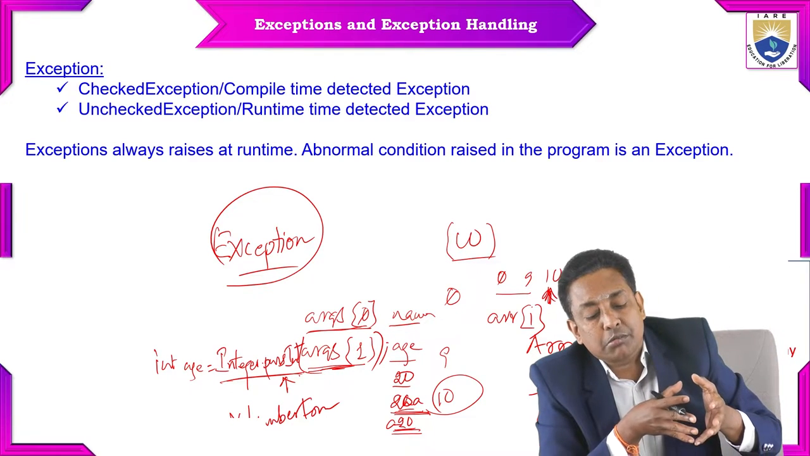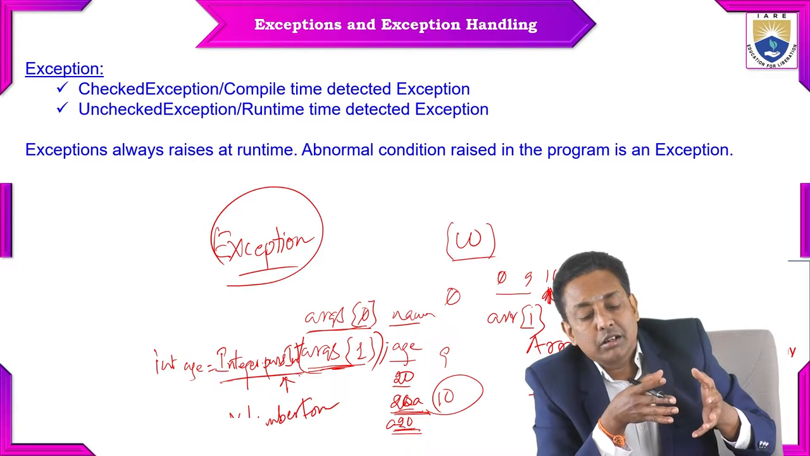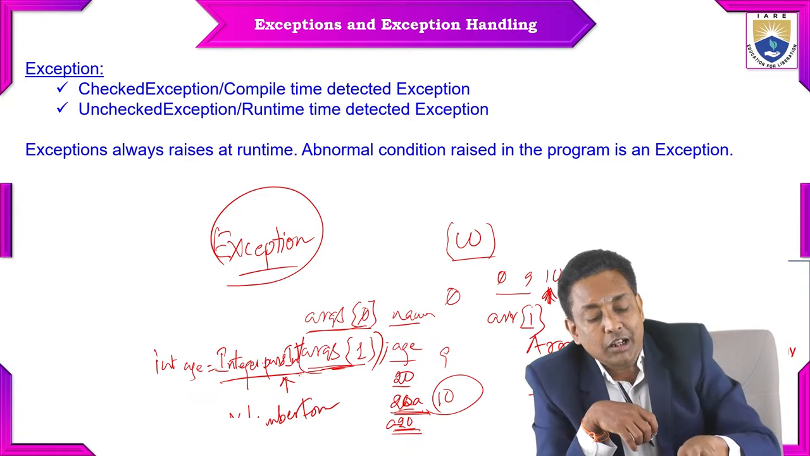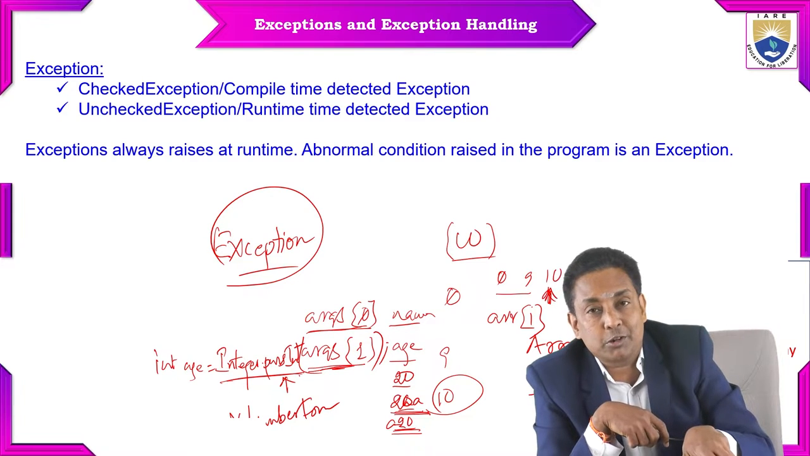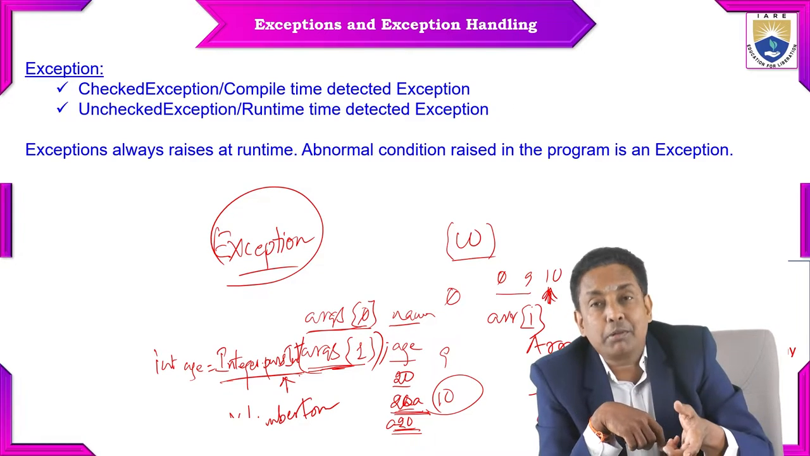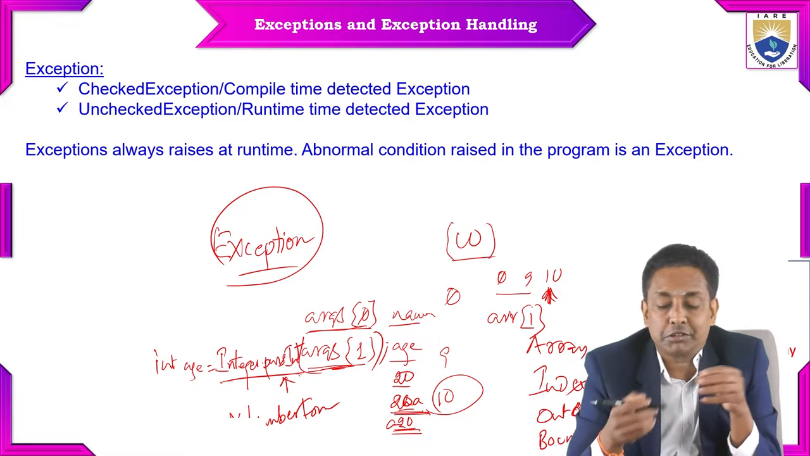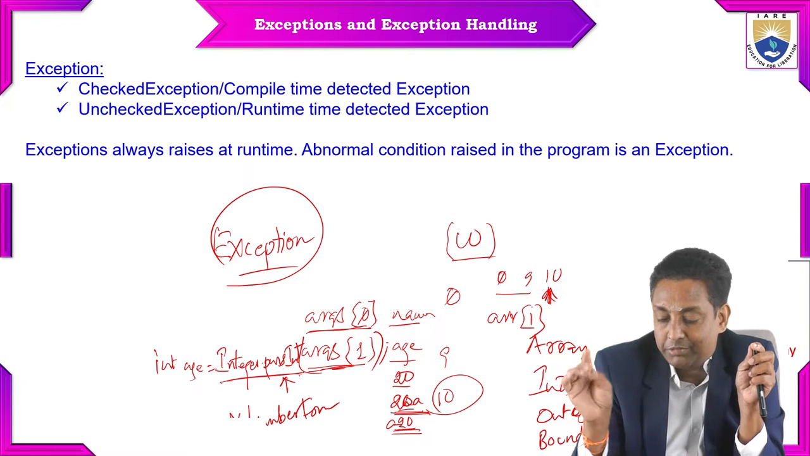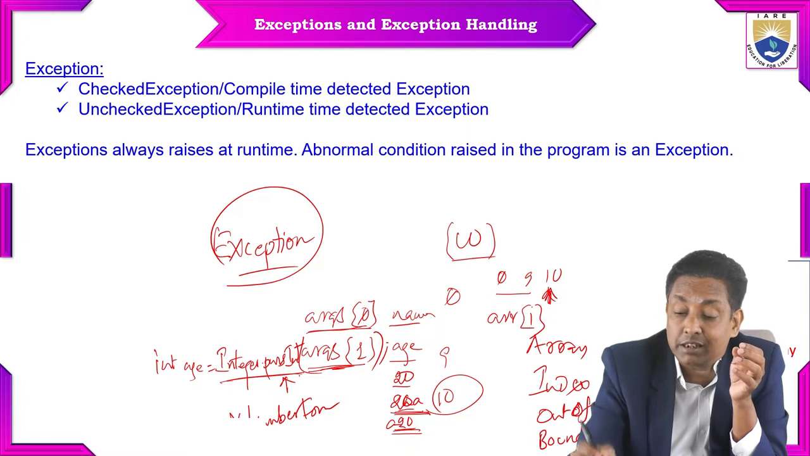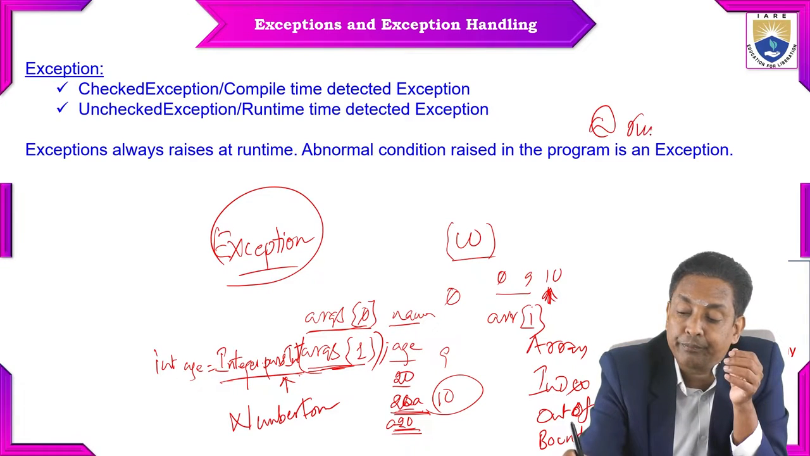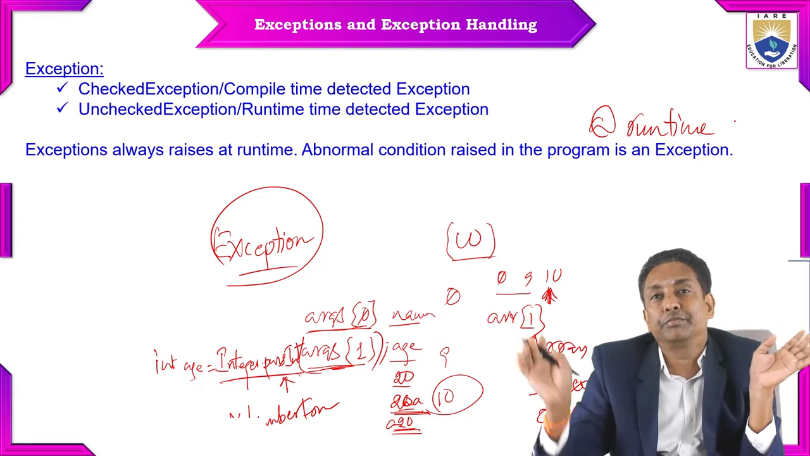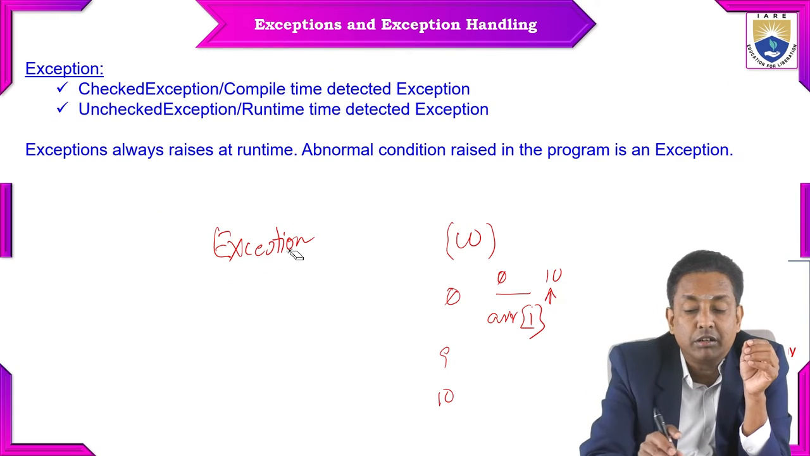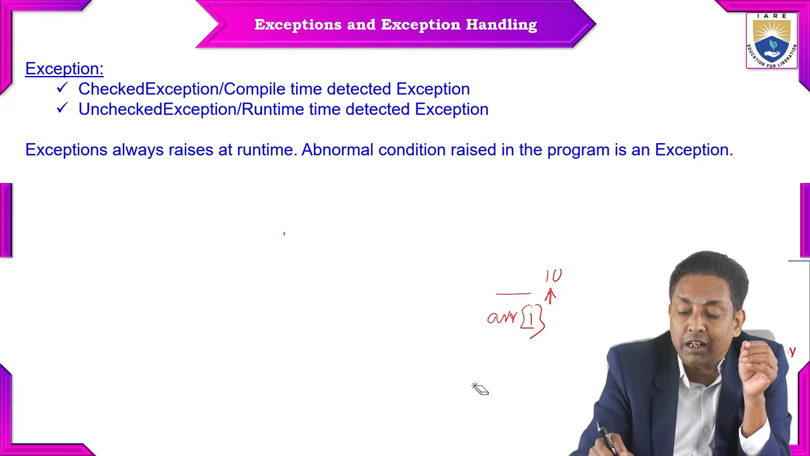In the Java program, due to some logic or due to some input, the syntax is correct. But at runtime, your runtime environment notices that the input you are giving into the program cannot be processed. The logic which you have written may not be executed. There the program stops execution. Then all of this is expressed as exceptions. So any abnormal condition raised in the program at runtime is an exception. Exceptions always occur at runtime. Fine. We learned about what an exception is in brief.